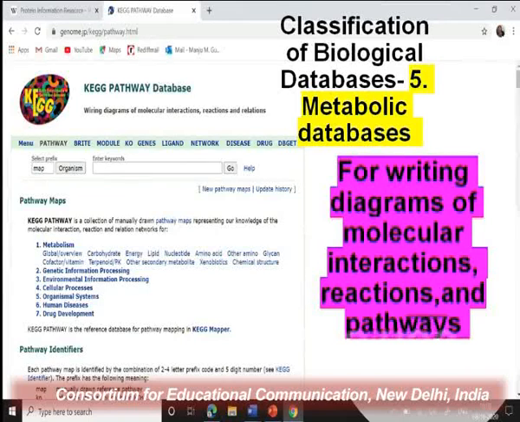The next is metabolic pathway databases, and I hope everybody understands, as biologists we've been studying these pathways for a long time, like the Calvin cycle and the Krebs cycle, and these metabolic pathway databases really are very helpful. We can trace a molecule from one pathway, how it is reaching the other pathway. So that's a wonderful database for drawing diagrams of molecular interactions, reactions, and pathways. It's really interesting to work on this KEGG pathway database.